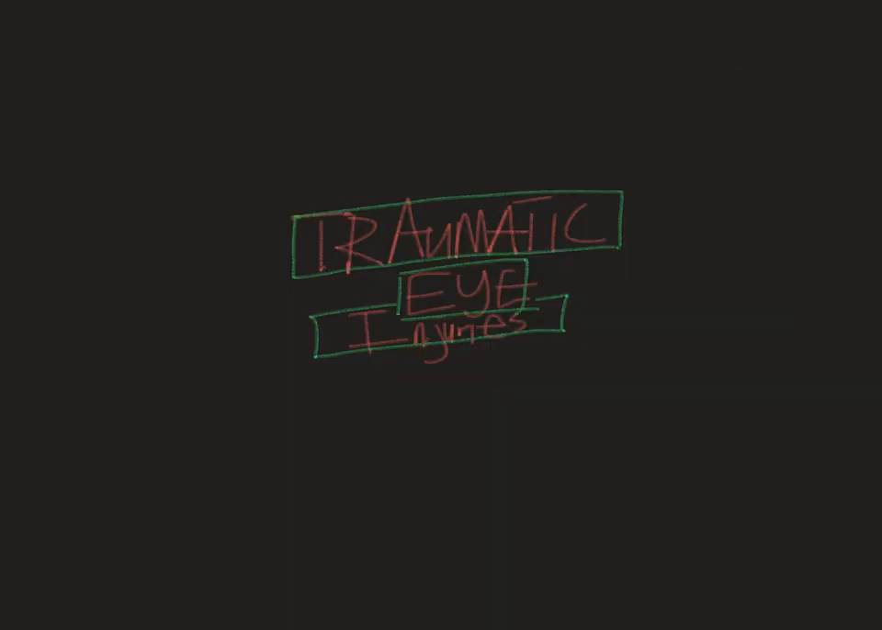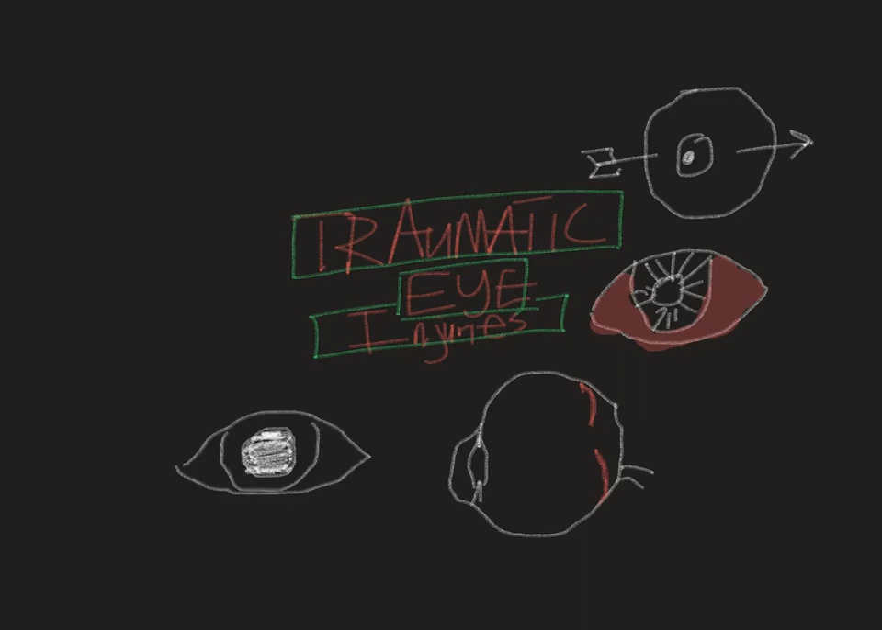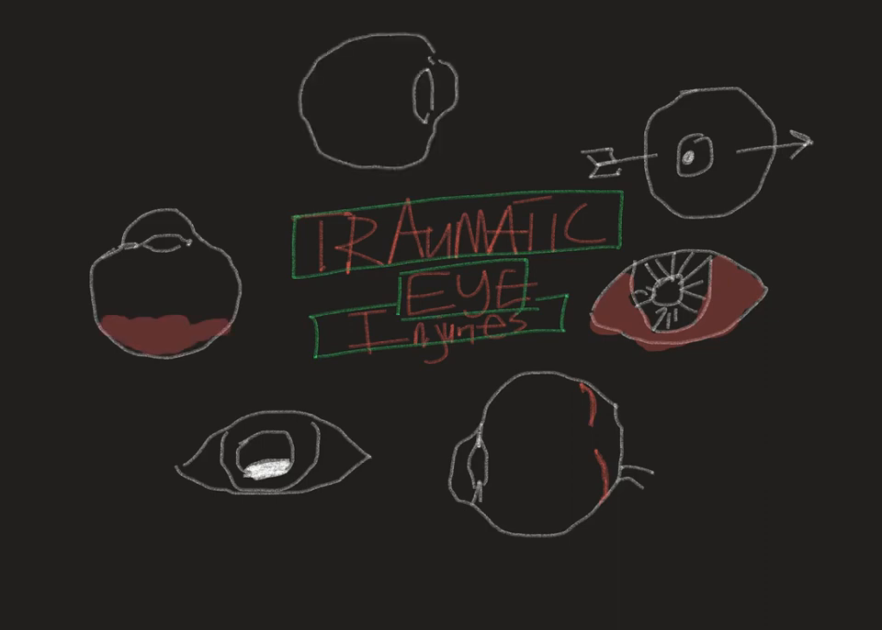Now, what traumatic eye injuries may be diagnosed using ultrasound? There are quite a few. Number 1 is globe perforation. Number 2, retrobulbar hematoma or emphysema. Number 3, retinal detachment. Number 4, lens subluxation or dislocation. Number 5, vitreous hemorrhage and hyphema. And lastly, intraocular foreign body.